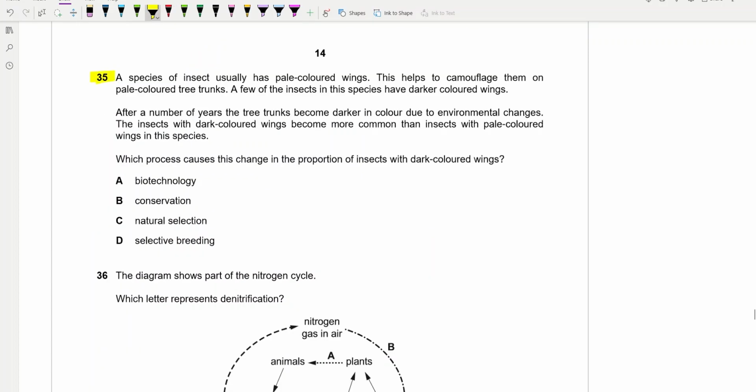Question number 35. A species of insect usually has pale colored wings. This helps to camouflage them on pale colored tree trunks. A few of the insects in this species have dark colored wings. After a number of years, the tree trunks become darker in color due to the environmental changes. The insects with dark colored wings become more common than insects with pale colored wings in this species. Which process causes this change in the proportion of insects with dark colored wings?